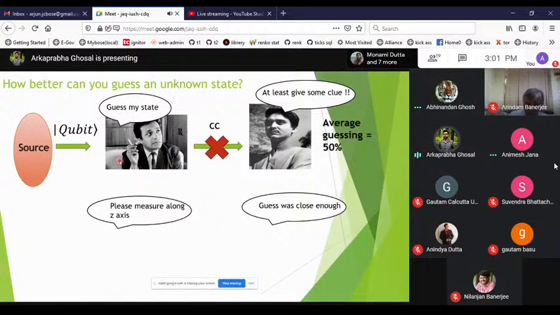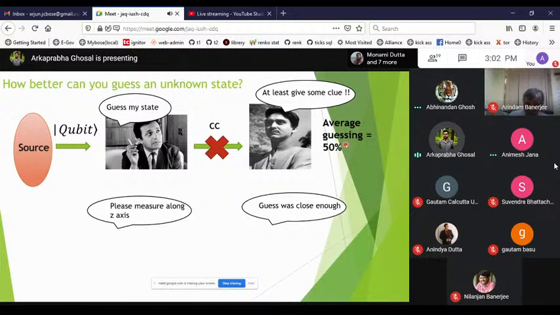Now an unknown qubit state, or an unknown particle, is given to Mr. Kumar. Now another particle is given to Mr. Chatterjee. Now, Mr. Chatterjee has no idea about the qubit state given to Mr. Kumar, and Mr. Kumar doesn't know what qubit state he picked up from that information source. Now, he asks Mr. Chatterjee to guess his state. But without any cooperation, Mr. Chatterjee cannot make any proper guess. So he says that at least give some clue. In that case, the average guessing will be 50%.